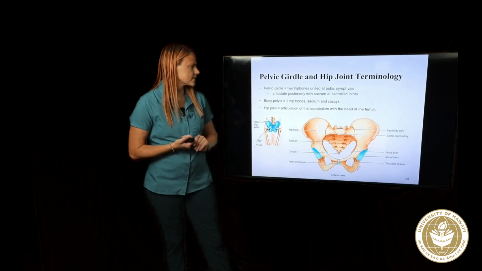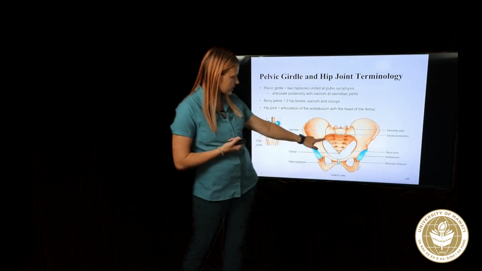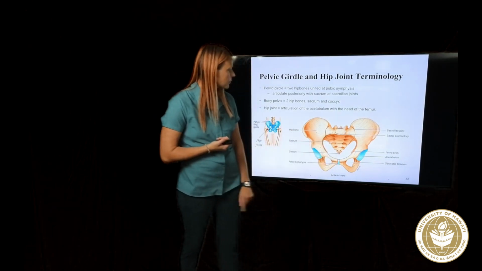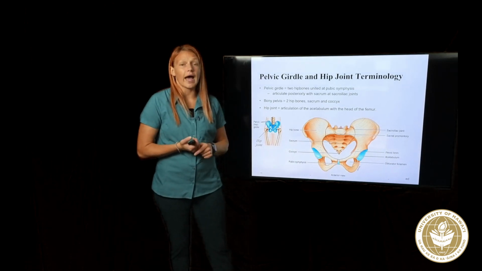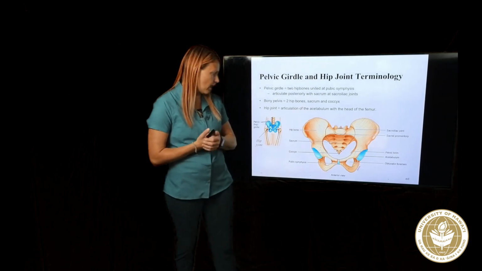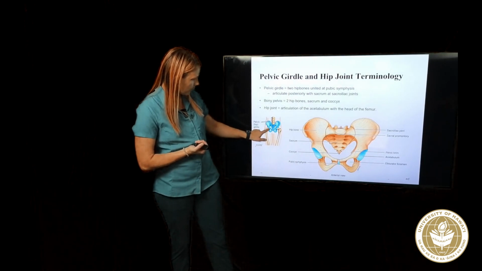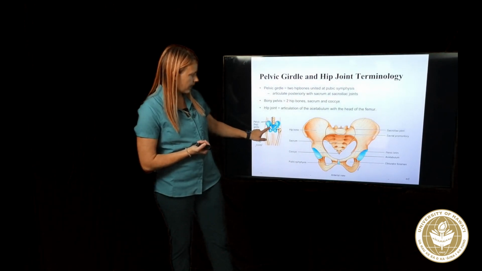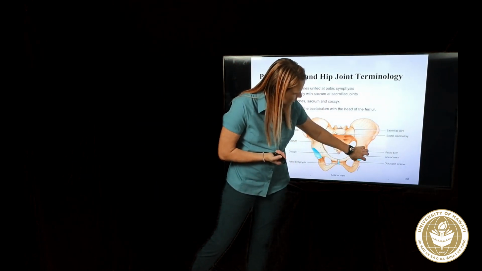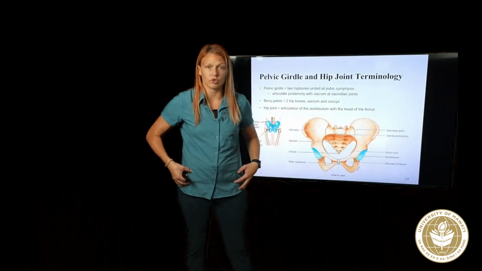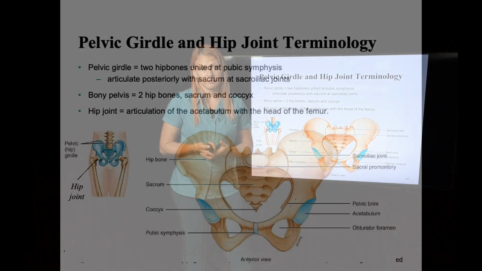The bony pelvis is going to be two hip bones, your sacrum and your coccyx. So you can see your sacrum right here, your coccyx right here. And that actual hip joint is going to be the articulation of the acetabulum with the head of the femur. So you can see that here, this hip joint. You see the head of the femur right here, and that's going to be that acetabulum region right here in blue. That's actually where that femur is going to come in there and form that hip joint. And again, we're going to talk a little more about this hip joint when we cover joints in Chapter 8.